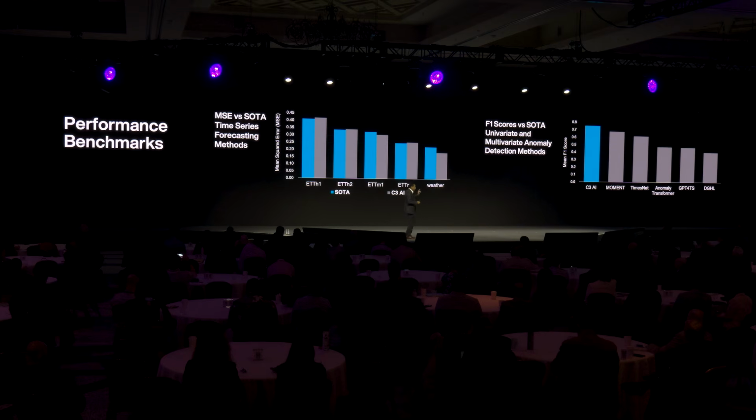And then benchmarks. On the left-hand side we see our forecasting scores relative to state-of-the-art models, and these are academic benchmarks. We meet or beat in most cases. And on the right-hand side, anomaly detection. Again, we're beating all of the foundational benchmarks from academia as of today, and that's with a model that's 10x lower than the other competition.